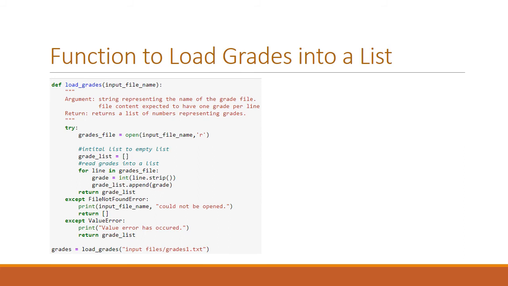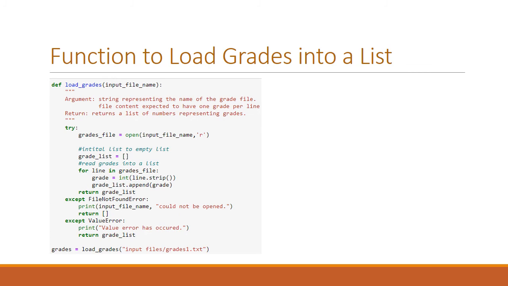The argument is a string that represents the name of the grade file, and we're specifying that the file's content is expected to have 1 grade per line. We're going to return a list of numbers representing grades. So we're going to try to open the file for reading. We're going to initialize our grade list to the empty list. We're going to read each line from the file, convert it to an integer, and append it to our list.